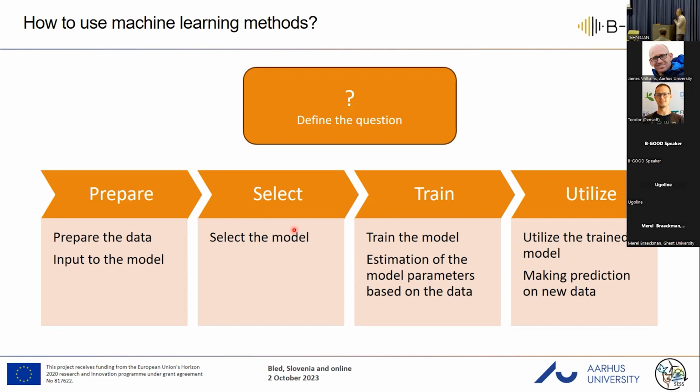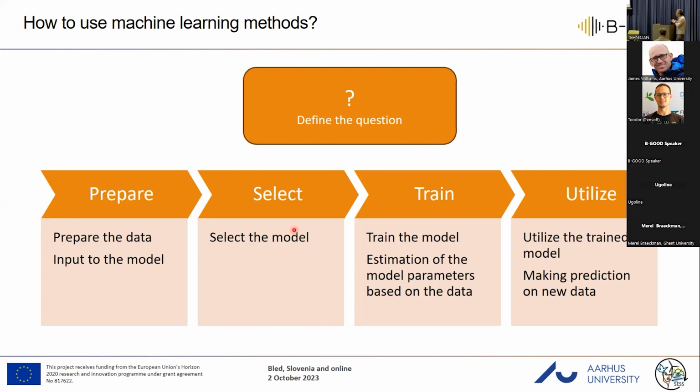The third step is we need to train the model. The model has many parameters. We need to find the proper values of the model parameters, which work best on the training data. That's how we estimate the model parameters based on the data. So now the model is trained.